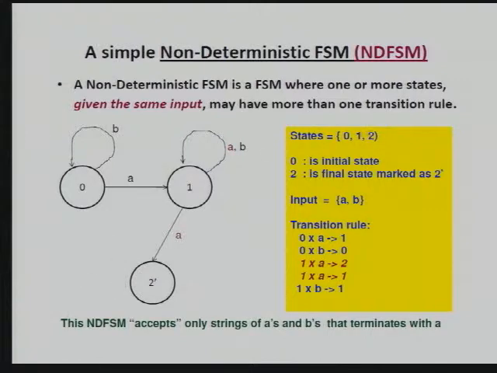In this particular case, again, the states are 0, 1, and 2. 0 is the initial state. 2 is the final state that we mark as 2 prime. The inputs can be A or B. The way we define this is if I'm in the 0 state and I get an A, I go to 1. If I get a B, I stay in 0. If I'm in 1, now I have two behaviors. If I get an A, I can either go to 2 or to 1. That's the non-determinism.